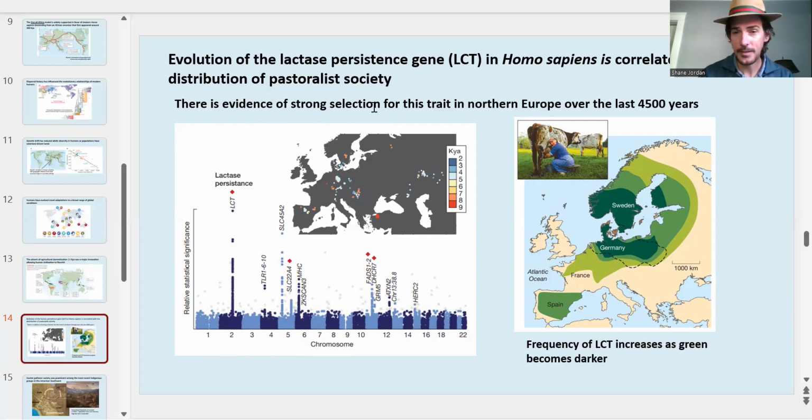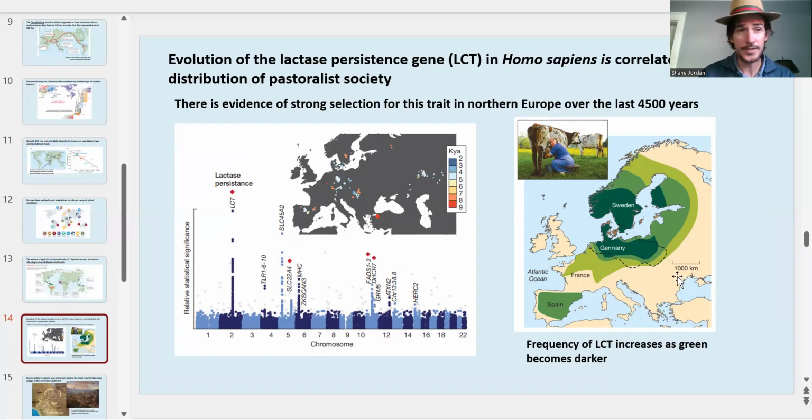And we can see this image here on the right showing a map of Europe, and we can see that the frequency of the gene LCT, the lactase persistence gene, increases in certain areas with the dark green, by the way. So the darker shades of green have higher frequencies of the lactase persistence gene.